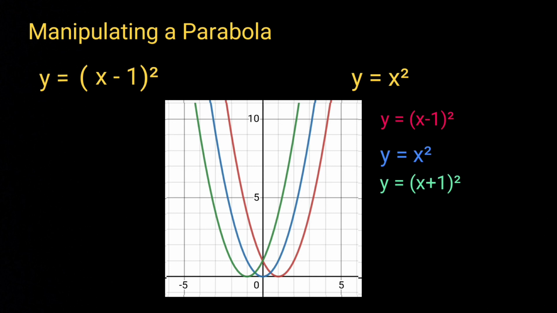This is the opposite of adding a constant outside the quadratic equation, where if it's positive, it would shift upwards, and if it's negative, it would shift downwards. So it would be helpful for you to distinguish between those two.